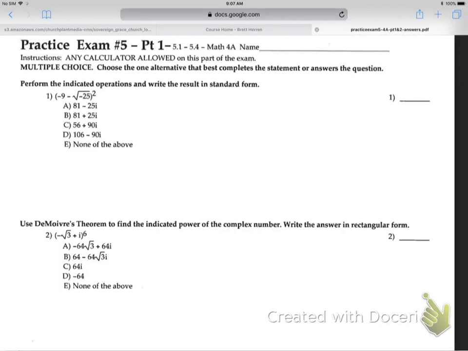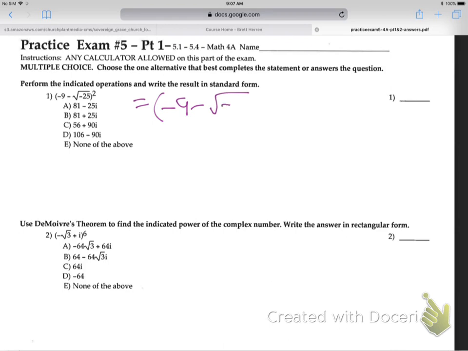All right. So let's see. Perform the indicated operation. Okay, so we have the second power of that thing, so you know how to do that. So, let's do that. -9 minus square root.